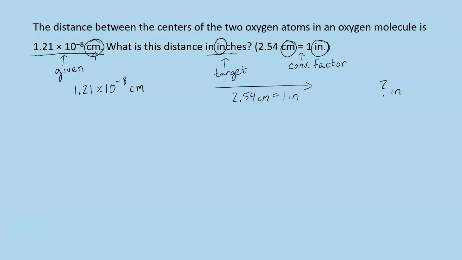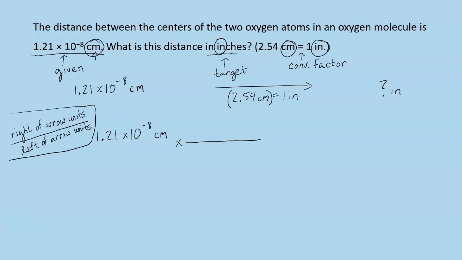Okay, now I'm going to set up the dimensional analysis, always starting with the given information, 1.21 times 10 to the negative 8th centimeters times my conversion factor, and here's where I want to put from the conversion factor the units that are on the left, they need to go on the bottom of the fraction. So left of arrow units, those are my centimeters, and so from the conversion factor underneath, I'm going to find the 2.54 centimeters and place that underneath the conversion factor. So 2.54 centimeters goes on the bottom, and then on top are my right of arrow units.